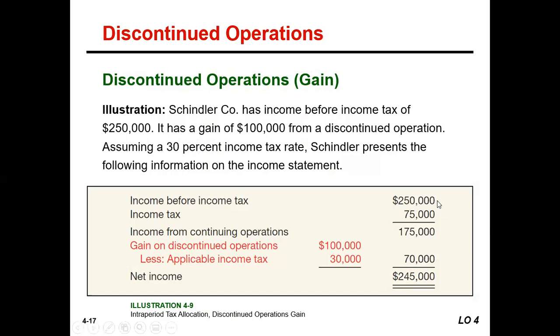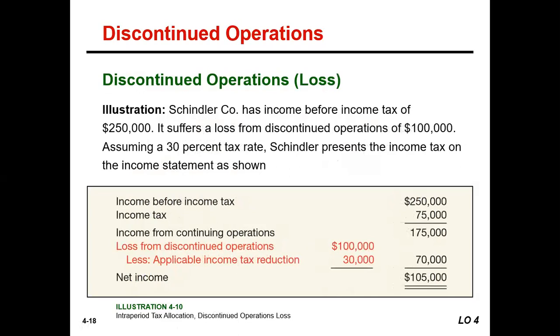So again, if we took 250,000 times 30% on that income before income tax, we'd have income tax of 75,000, which would bring our income from continuing operations down to 175,000. And then if we had a gain of 100,000 less the 30% tax rate, we've got an overall gain of 70,000, which then brings net income to 245,000.